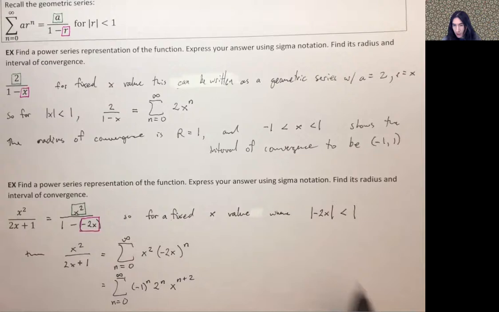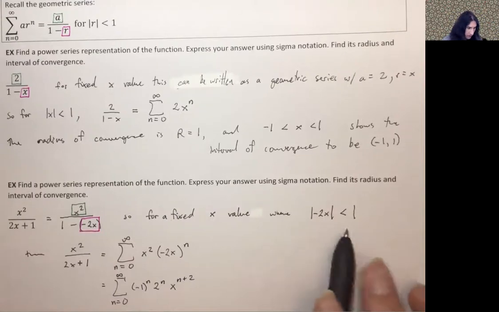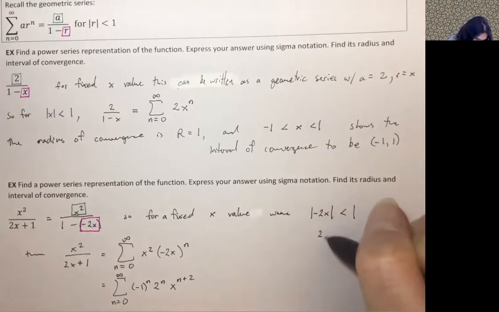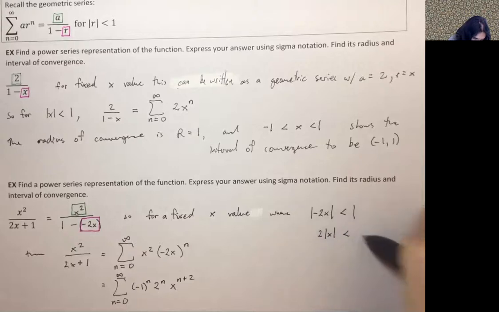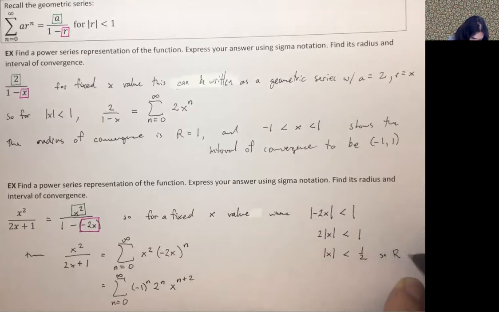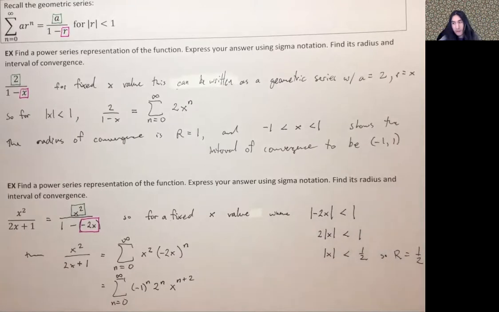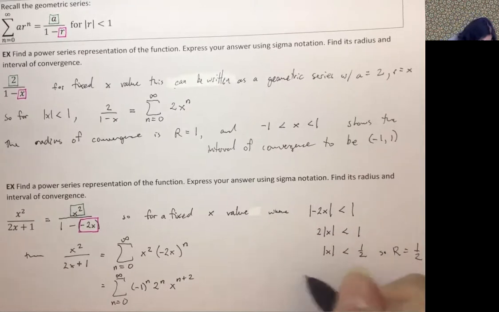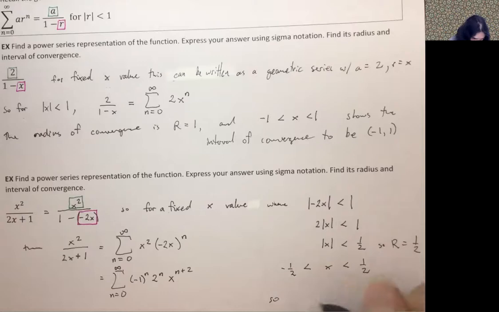Okay. And then let's work with this to find my radius of convergence. So this is obviously saying the same thing as 2 times the absolute value of x is less than 1. So it says the absolute value of x is less than 1/2. So my radius of convergence, r, is obviously equal to 1/2. And I can also find the interval of convergence by writing it like this. So the interval of convergence is minus 1/2 to 1/2.